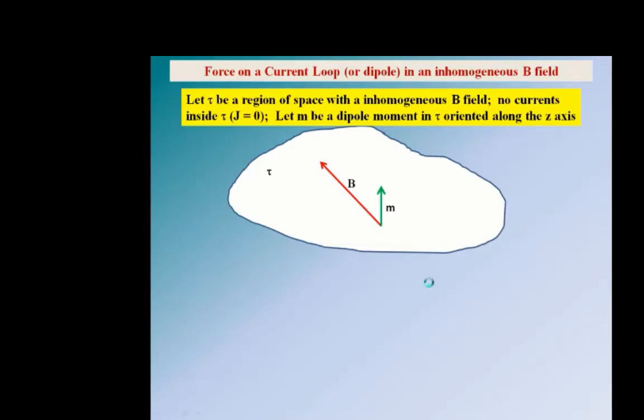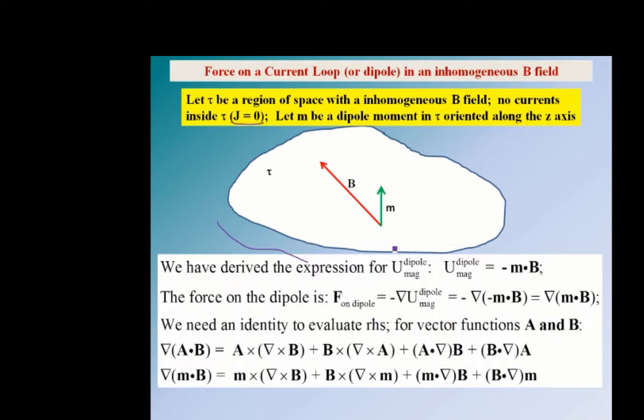Well, that brings us then to an inhomogeneous field, and so we'll let tau be a region of space, not torque, with an inhomogeneous B field. And we're going to assume that there's no currents inside this volume, so J is equal to 0. This volume could be small if you wish, so that if you had current out here, it wouldn't matter. M is our dipole moment, and it's oriented along the z-axis just for simplicity, and here's our B in this direction. Before, we just derived this potential energy, and so we give the same equation that we had before.